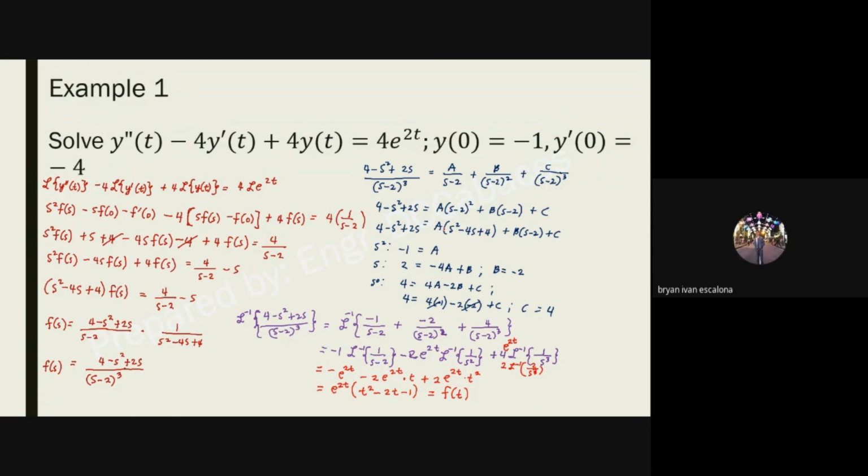Ma'am, excuse me. Isn't that 2t squared in the final answer? Because it is 2 e raised to 2t.